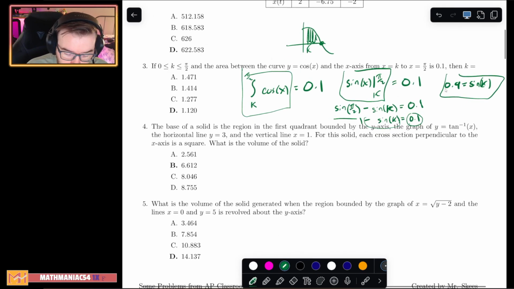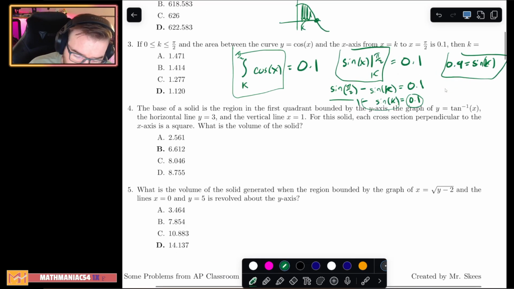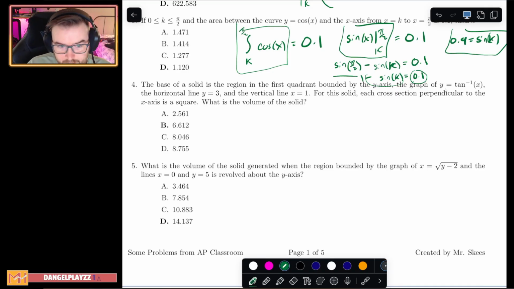The base of a solid is the region in the first quadrant bounded by the y-axis, the graph of y equals inverse tangent of x, the horizontal line y equals 3, and the vertical line x equals 1. For this solid, each cross-section perpendicular to the x-axis is a square. What is the volume of the solid?